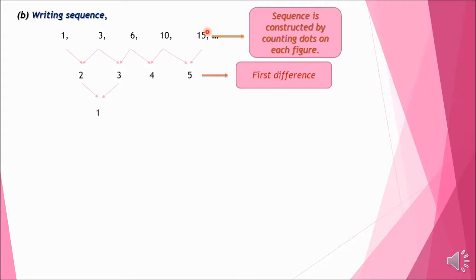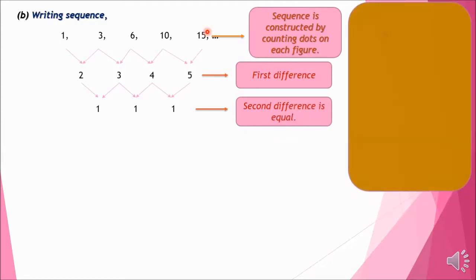Now 1, you can see again 1. The difference between 3 and 4 is 1, and 4 and 5 is also 1. Our second difference is equal. So if the second difference is equal, you can see this part we have seen lots of times.